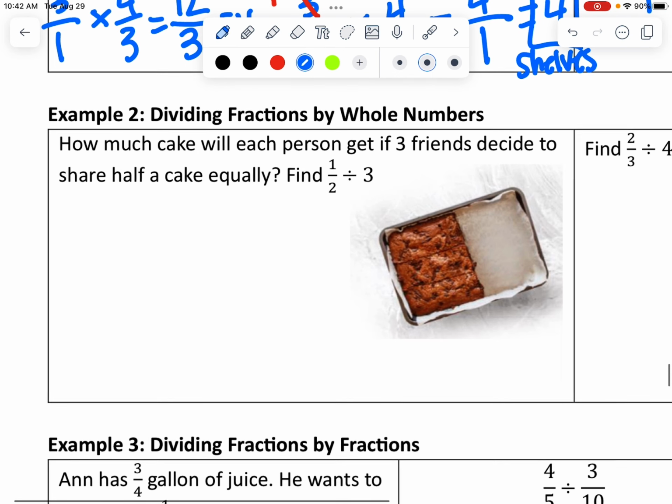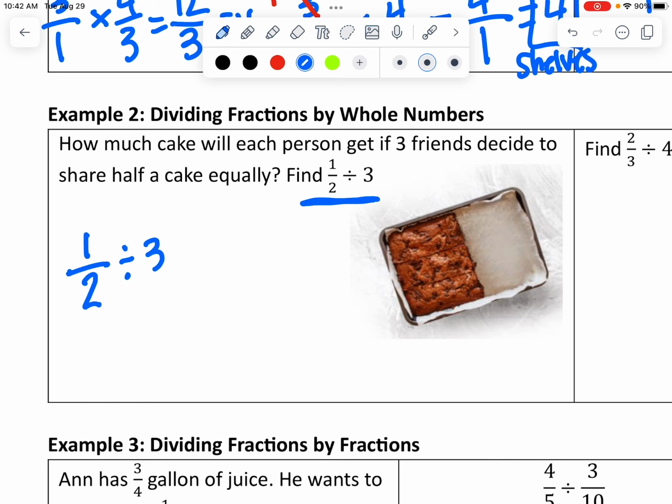Next, it says, how much cake will each person get if 3 friends decide to share half a cake equally? Find 1/2 divided by 3. So it already gives you the problem. We start with 1/2 because there's half of a cake left. And so we have half of a cake, and we're dividing it between 3 friends. So we're trying to figure out how much cake each friend will get. So we do 1/2 divided by 3.